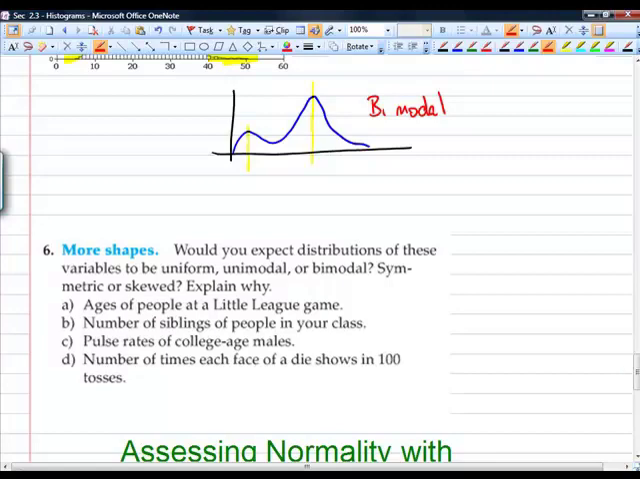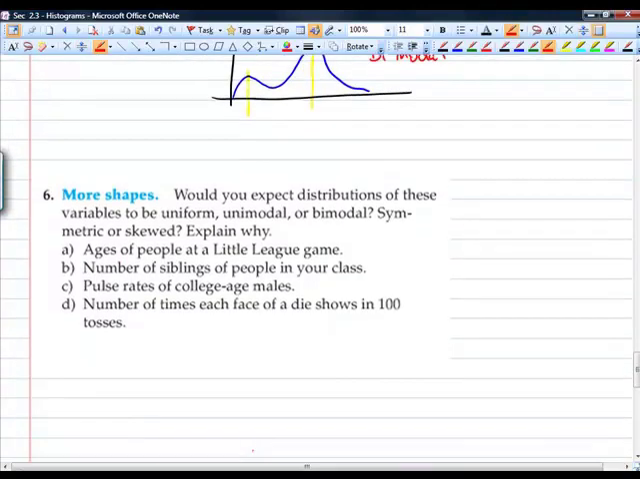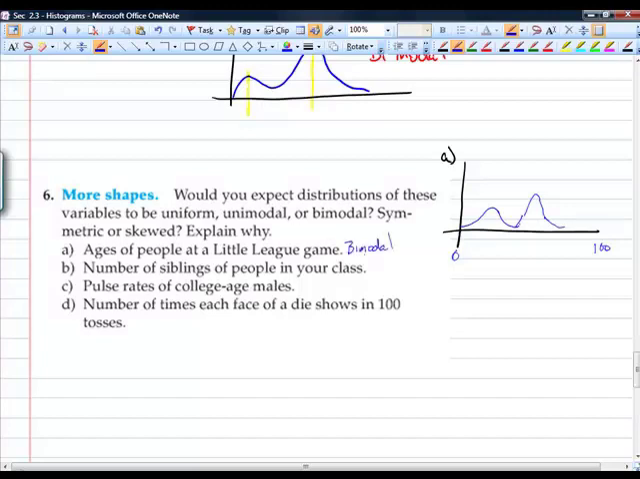The ages of people at a Little League game. Who all goes to Little League games? Kids and parents, predominantly. There may be a few grandparents there, older siblings, whatever. But wouldn't you expect the distribution to be, if this is starting out at age 0 and this is age 100, something like this, where you have a lot of kids and then maybe a lot of parents 10, 15, 20 years older? We would expect to see a shape that looks like that, wouldn't we? What shape is that? Bimodal.